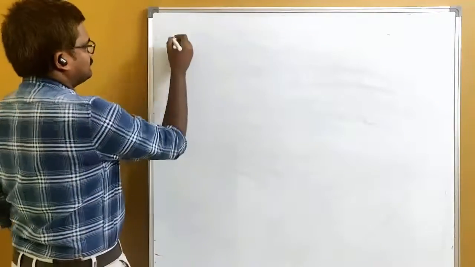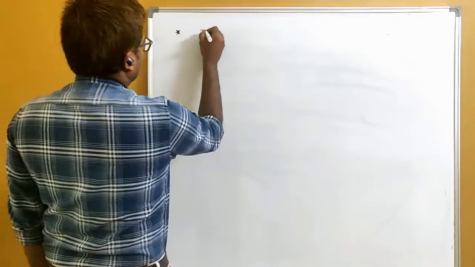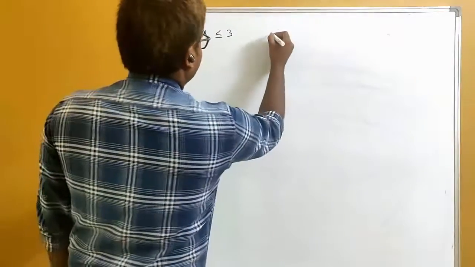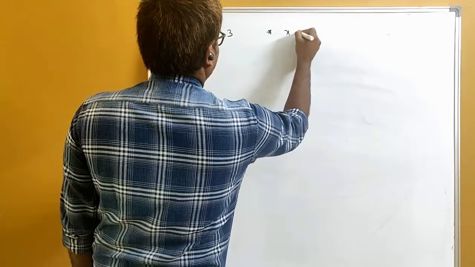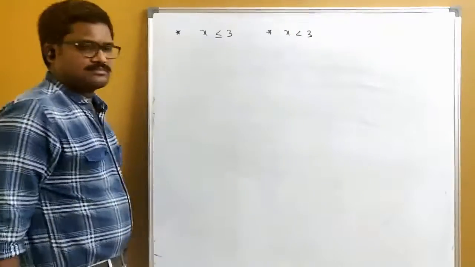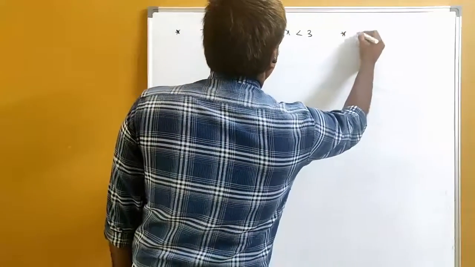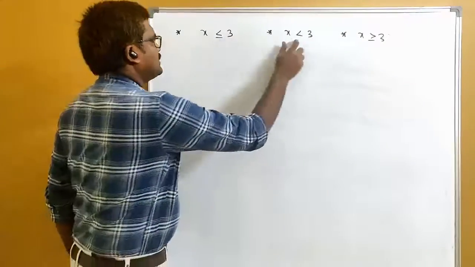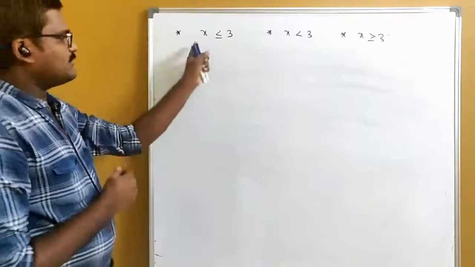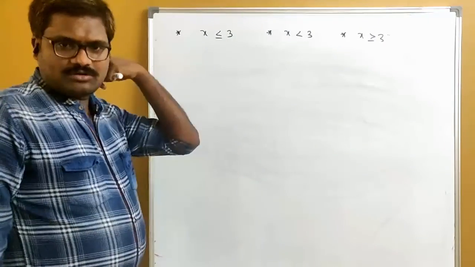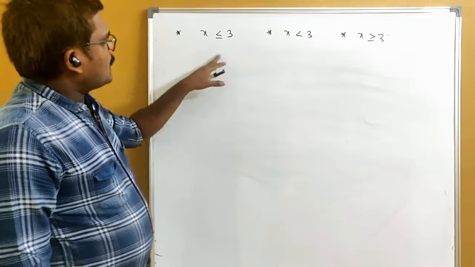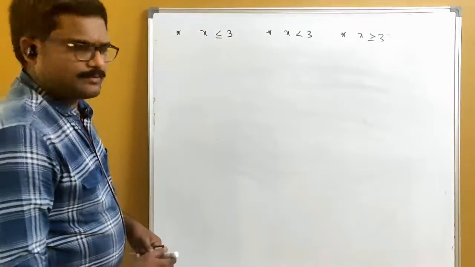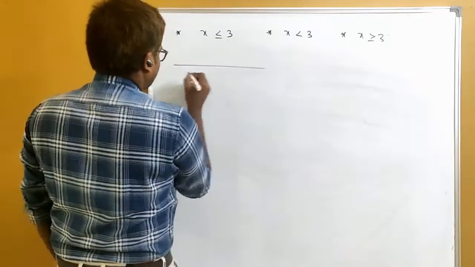Let me take one example. X less than or equal to 3. X less than 3. X greater than or equal to 3. So these are three inequalities I have given. So X is some variable which is less than or equal to 3. And I want to denote this inequality in interval format. Okay. So now it's very simple.